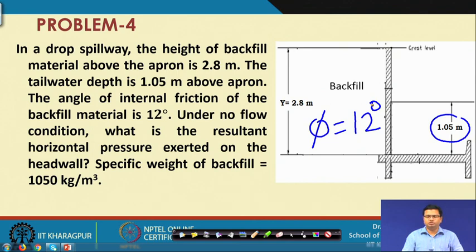So, it is telling under no flow condition. So, no flow means there is no water here. There is no water above the crest. So, it is just like a dry soil. Okay. So, no water pressure is there from the head water. Okay. So, that will be equal to 0. So, here what you have to do? You have to calculate what is the resultant horizontal pressure. So, the resultant pressure, there are two horizontal pressures. One is acting in the positive direction because of the backfill material, and another is acting in the reverse way because of this tail water, because this is your tail water of 1.05, and the resultant will be the upstream horizontal water pressure minus the downstream water pressure. Okay. So, with this concept, we will now solve the problem.